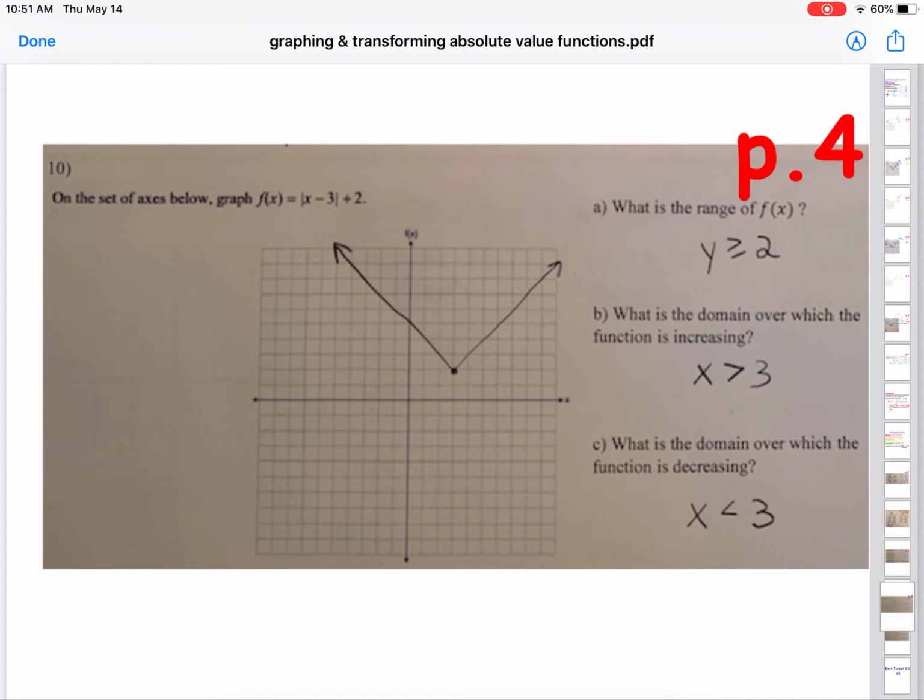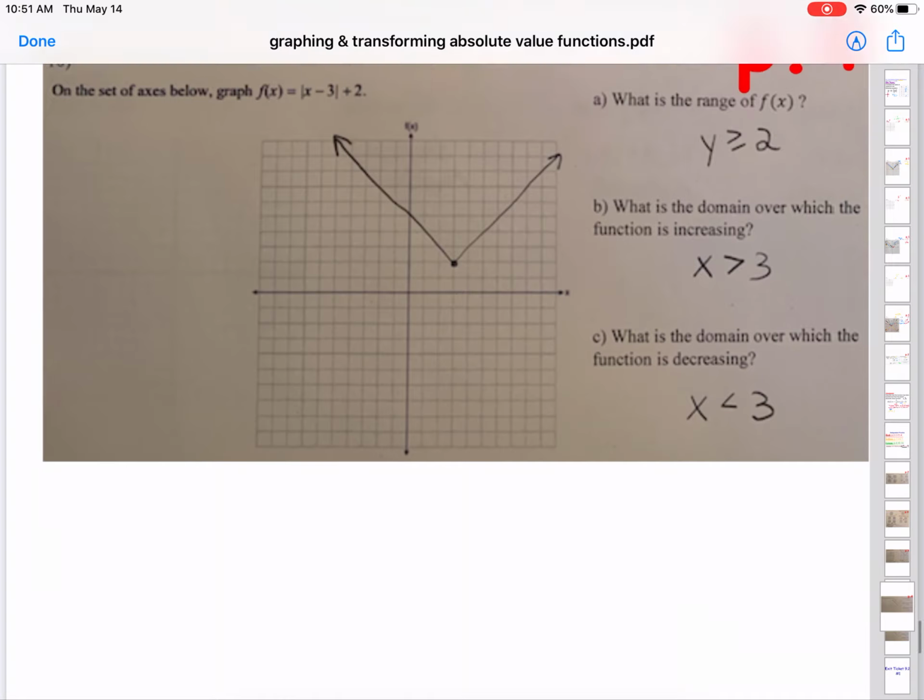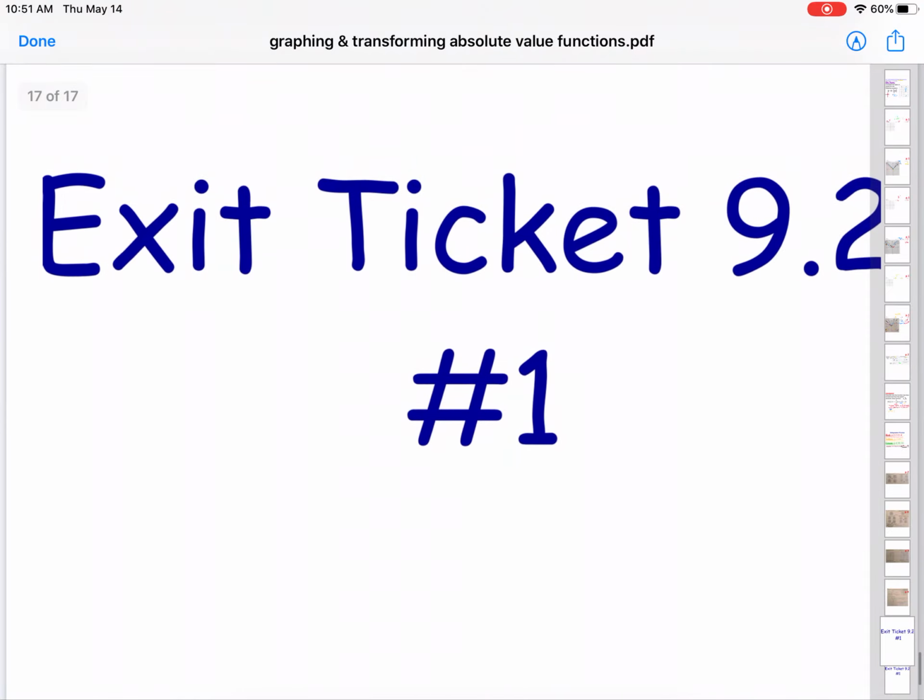So at this point, if you have any questions about this lesson, please contact us for extra help. To finish off this lesson, you should be going over to exit ticket 9.2 and trying question number 1. And please note that you are also able to answer questions numbers 1 and 2 on homework 9.2 as well.